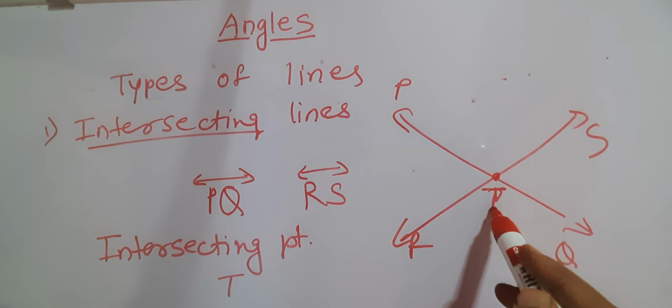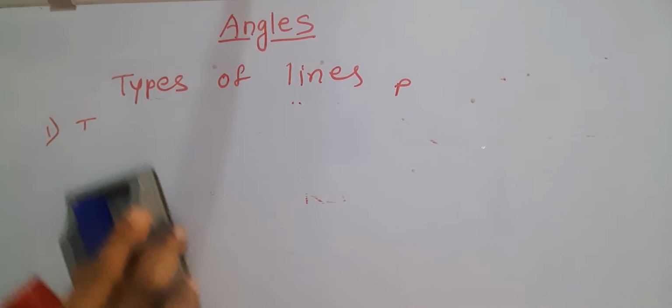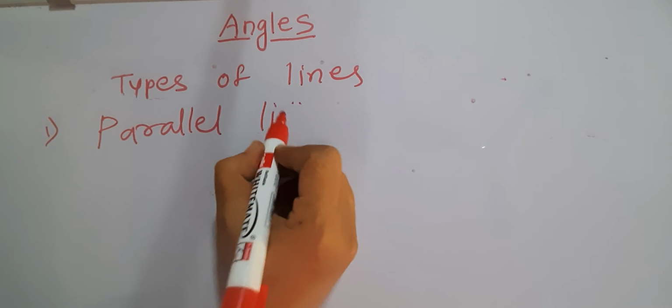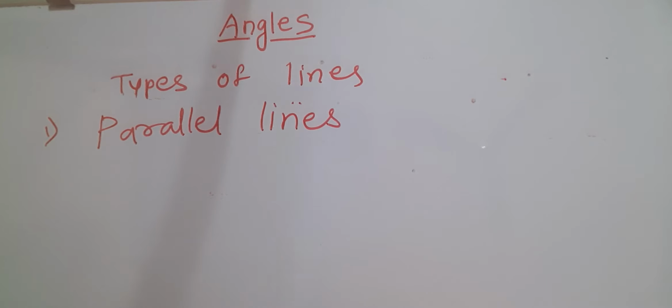Now let's see the second type of line, which is parallel lines. Two lines, these are totally opposite to each other. Intersecting lines always meet. They should have a common point at which they are meeting. Parallel lines are two lines which will never meet. When two lines do not meet anywhere in space, they are called parallel lines.